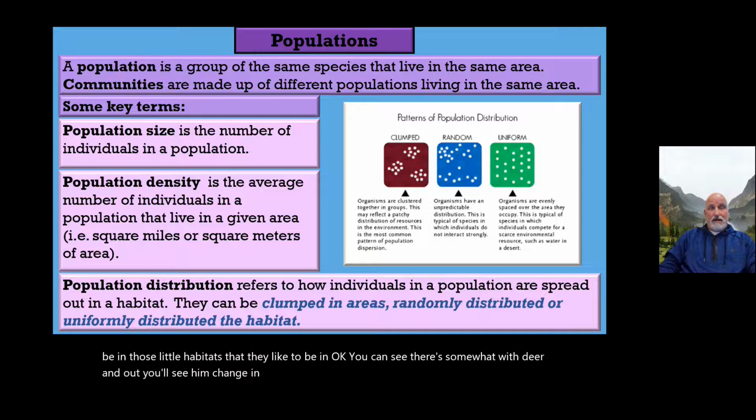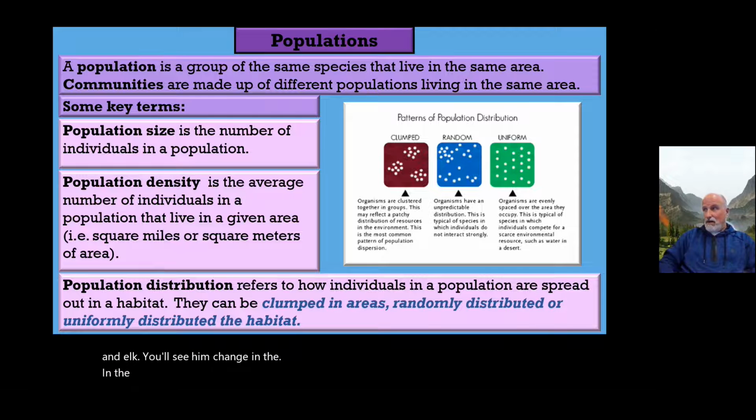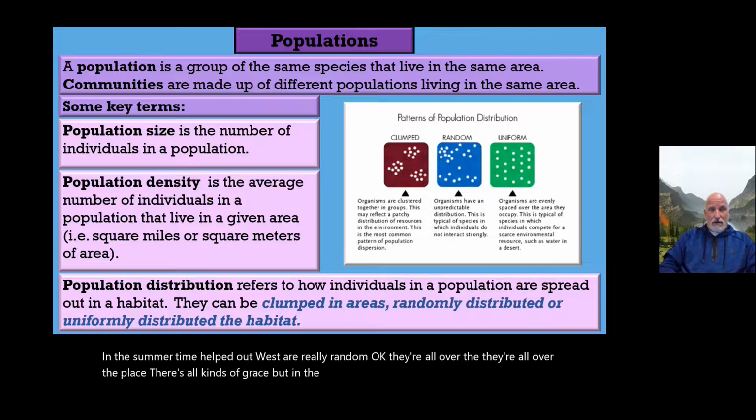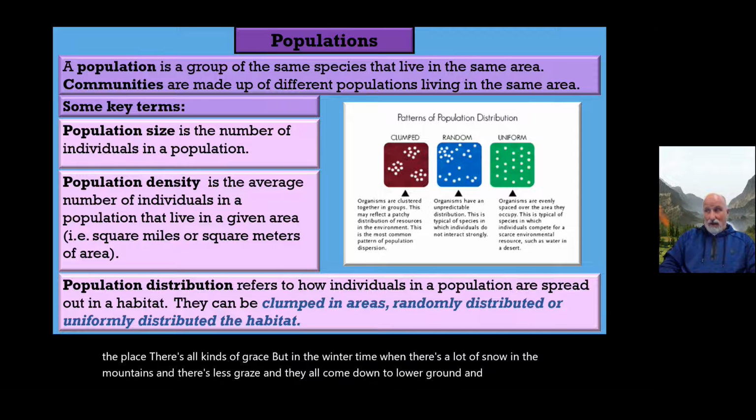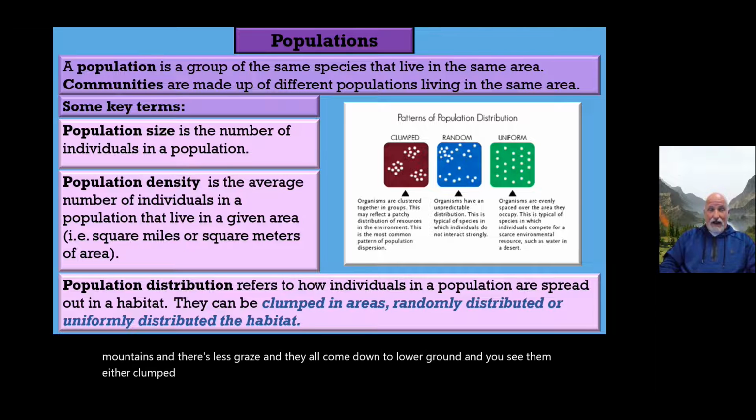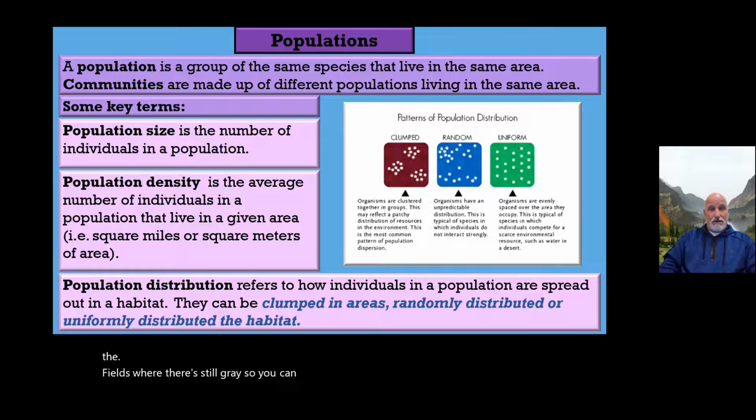Okay, you can see this somewhat with deer and elk, where you'll see them change in the summertime. Elk out west are really random. They're all over the place because there's all kinds of grass. But in the wintertime, when there's a lot of snow on the mountains and less grass, they all come down to lower ground, and you see them either clumped up, or in some areas in a uniform distribution because they're all in the fields where there's still grass. So you can see some populations where their distribution changes through time.